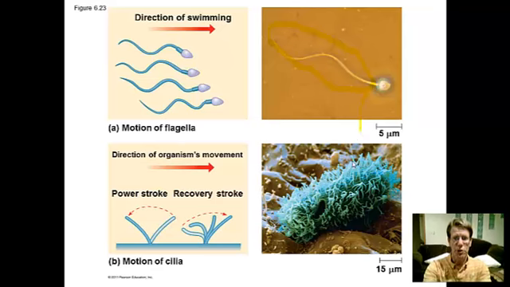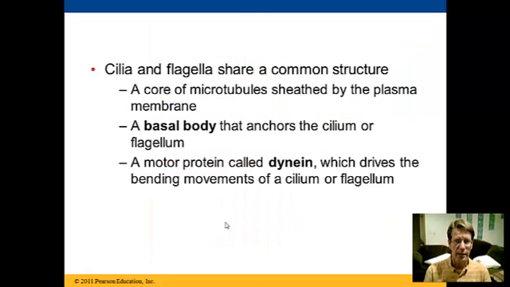Cilia are these much smaller, more numerous hair-like projections that are on the outer surface of the cellular membrane, and they oftentimes will beat in unison like oars off the side of a boat. And the cilia and flagella do have one thing very much in common, and that is this motor protein called dynein. This protein is what is primarily involved in driving the bending movements of the cilia or the flagella.